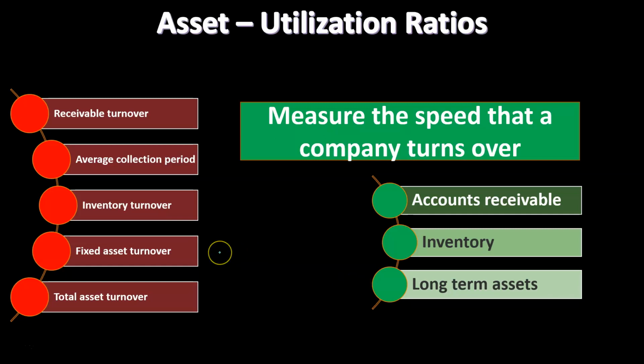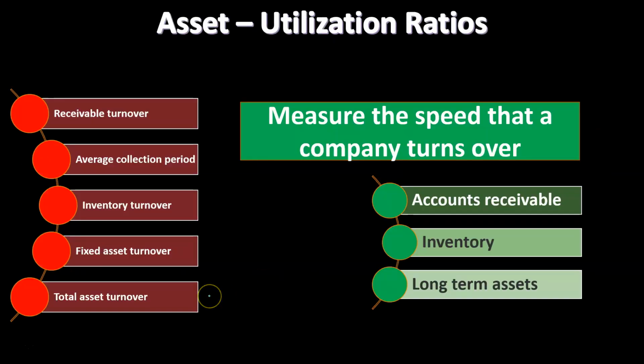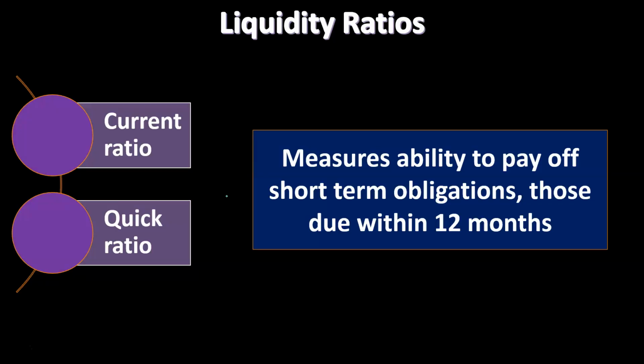once again, if we're talking about property, plant, and equipment, we want to see how well we're using and turning over the property, plant, and equipment. And then the total asset turnover will be a summary of these ratios, because we're comparing total assets to sales, which will summarize the receivables, the inventory, and the fixed asset turnovers. So those will be great.